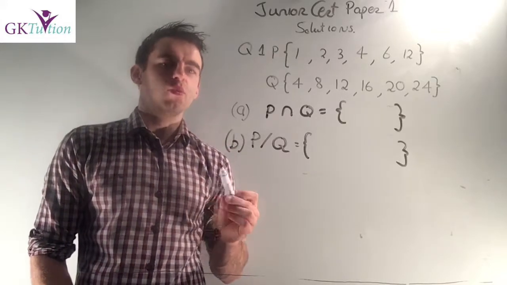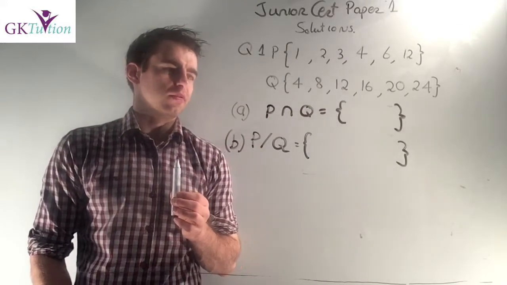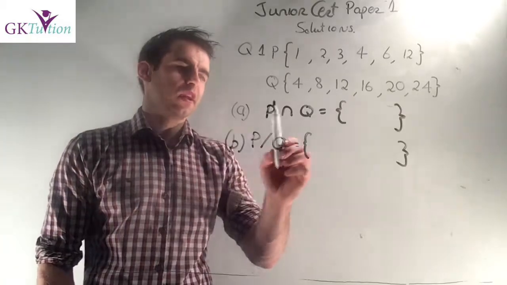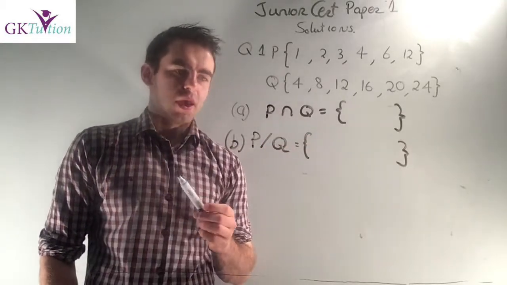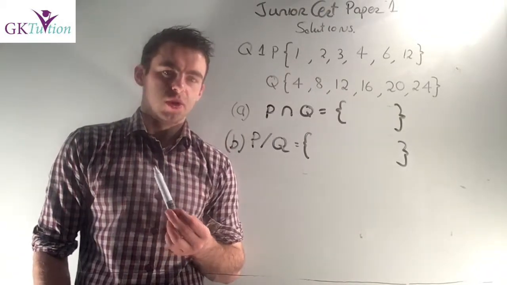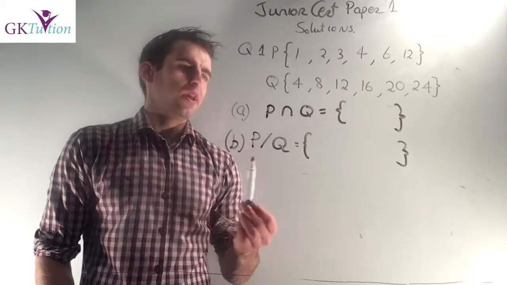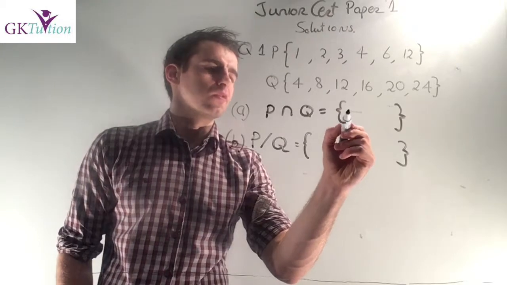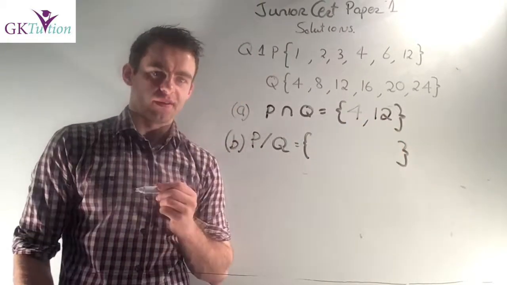Now for question 1 here, we were told that P is 1, 2, 3, 4, 6, and 12. And that Q are the multiples of 4 that are less than 28. So I would write out the elements of Q. Now, part A asks me to get P intersection Q. Or in other words, the elements of P that are also elements of Q. In this case, the things that are elements of P and elements of Q are just 4 and 12. So my final answer for part A is just that.